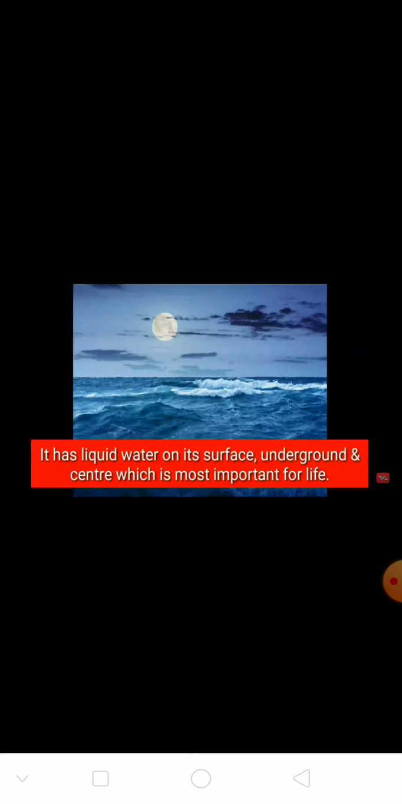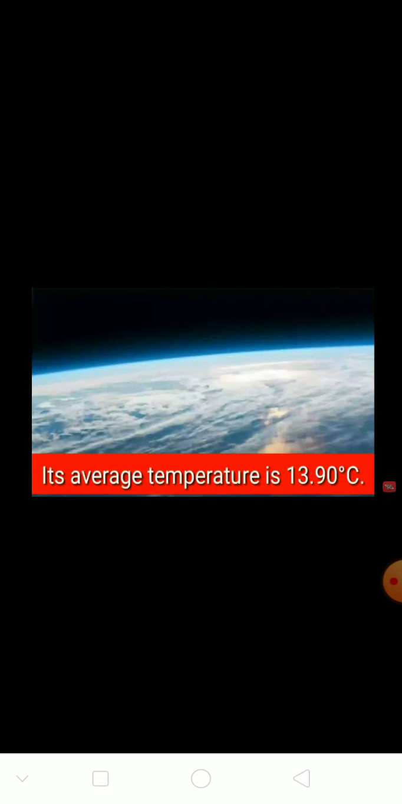It has liquid water on its surface, underground and at the center, which is most important for life. So water is very precious. Water is also a natural resource we get naturally. So it is also very important for our life. Its average temperature is 13.90 degrees Celsius.